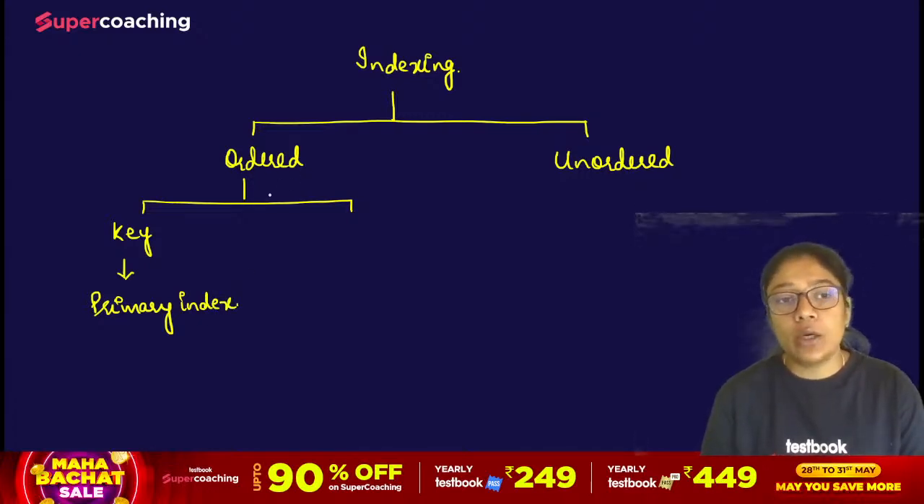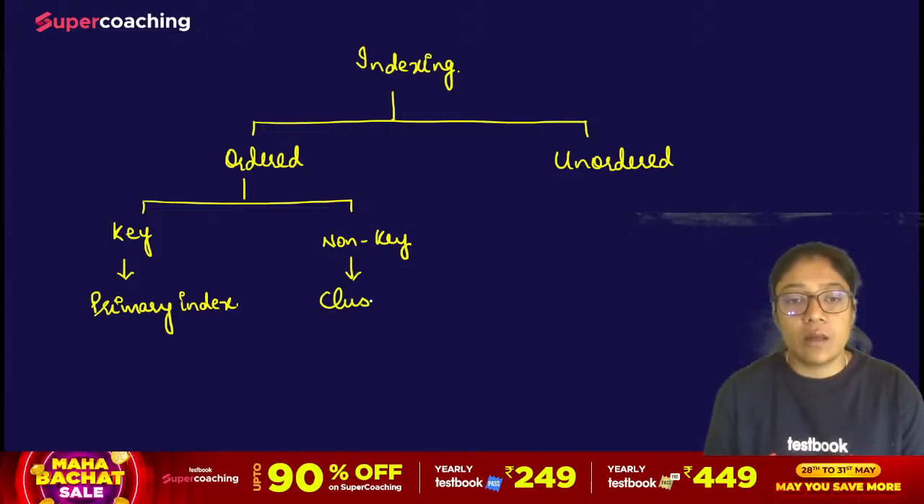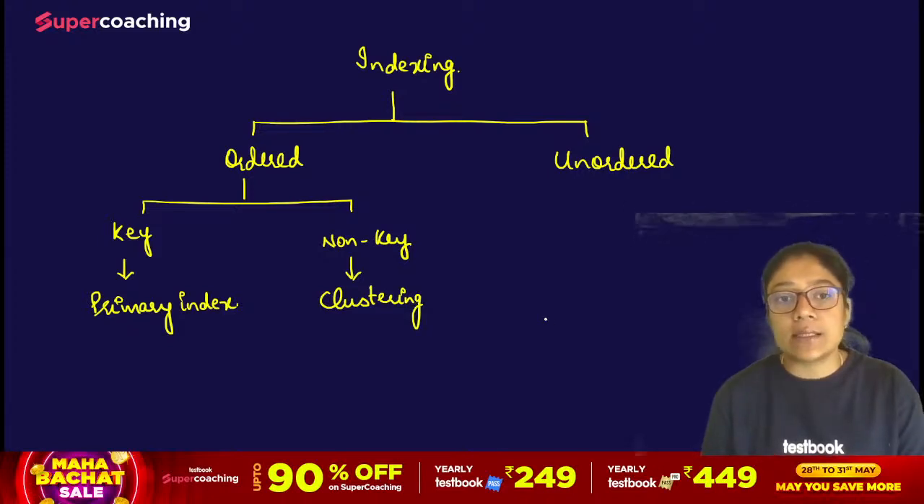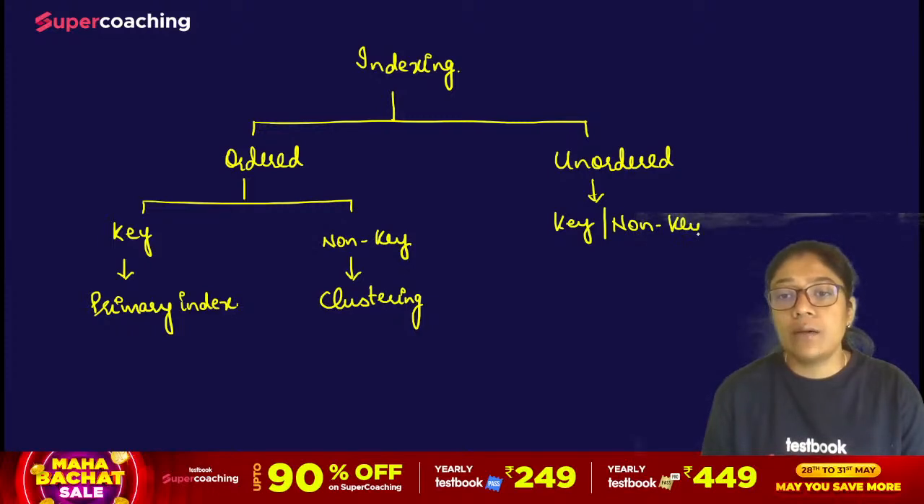If the file is ordered and we are doing the search on the basis of the non-key field, then we will be constructing the clustering index. Can somebody tell me that primary index will be sparse or dense? And if the file is unordered, doesn't matter whether we are doing the search on the basis of the key field or non-key field. Here we will be getting the secondary index.